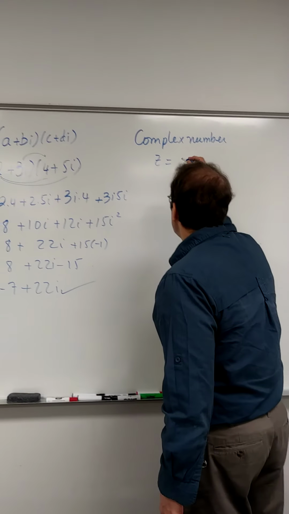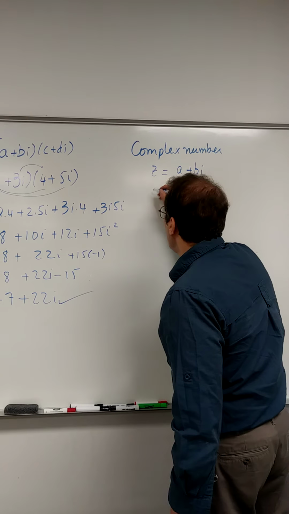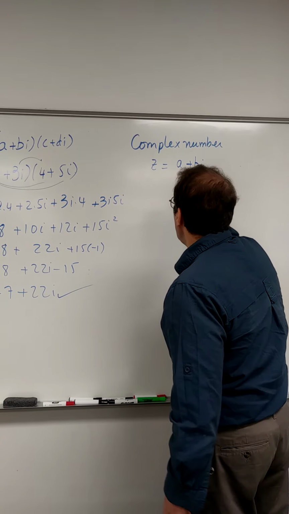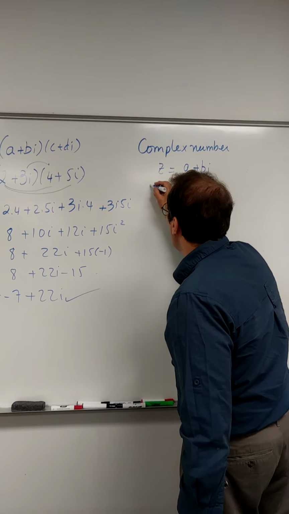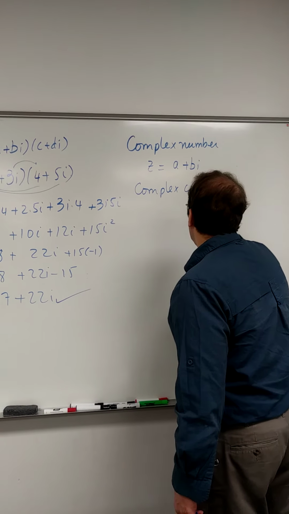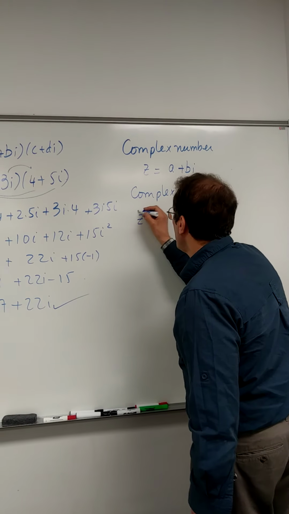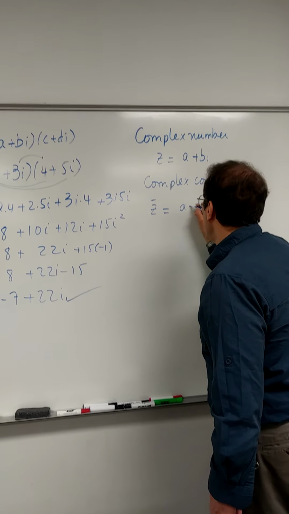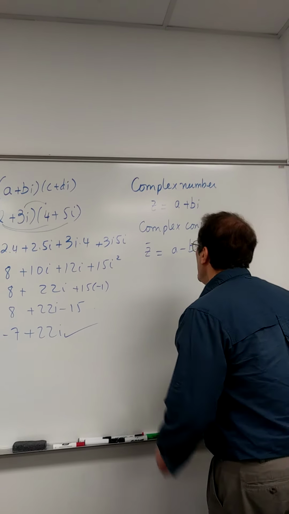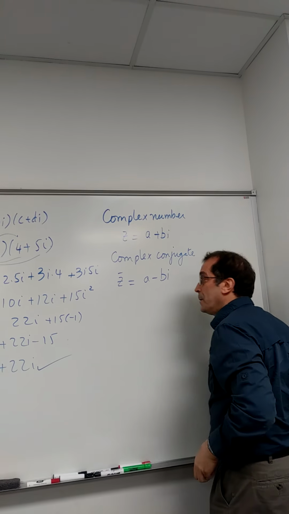If you have a complex number that we call a plus bi, if you change i to minus i, we get what's known as the complex conjugate. The notation is z bar. z bar is a minus bi. So the complex number is a plus bi, and its complex conjugate is a minus bi.